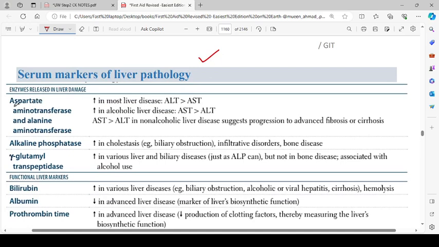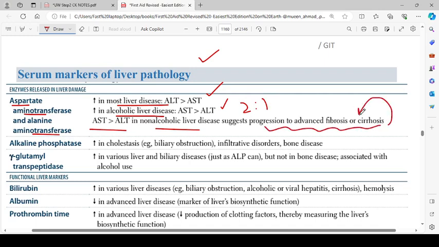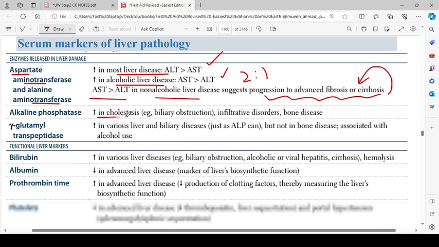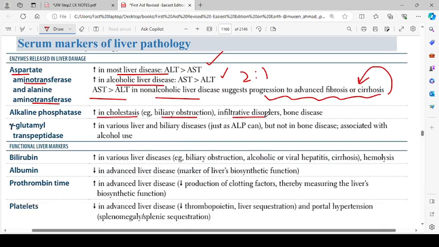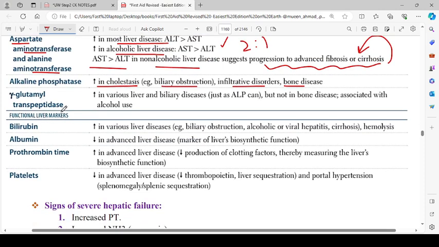AST, aspartate aminotransferase, and ALT, alanine aminotransferase, are increased in most liver diseases. ALT is most commonly more than AST. In alcoholic liver disease, the AST will be more than ALT with a 2:1 ratio. AST more than ALT in non-alcoholic liver disease suggests progression to advanced fibrosis or cirrhosis. Alkaline phosphatase increases in cholestasis, for example biliary obstruction, infiltrative disorder, and bone disease. Gamma glutamyl transpeptidase increases in various liver and biliary diseases just as alkaline phosphatase can, but not in bone disease, and is associated with alcohol use.